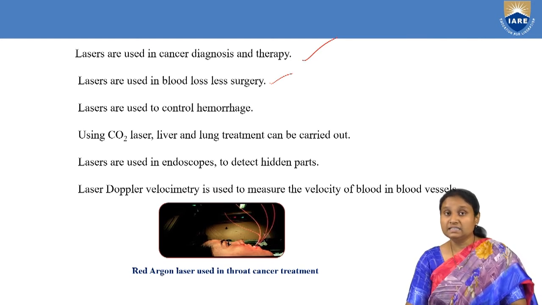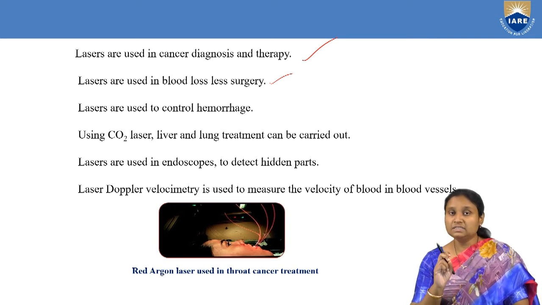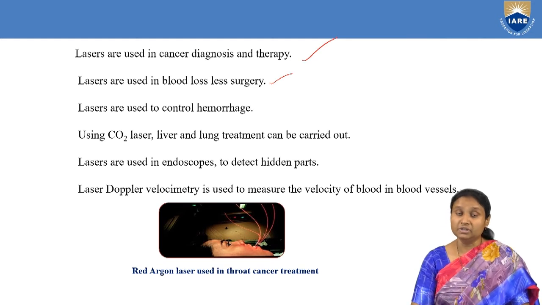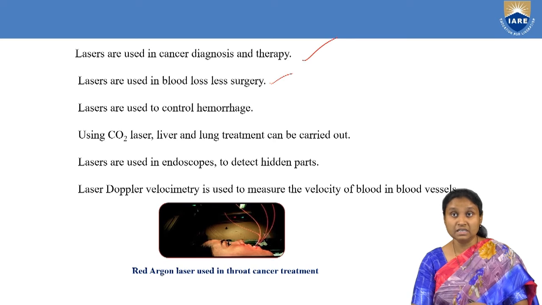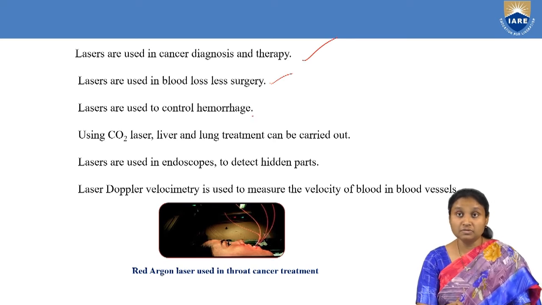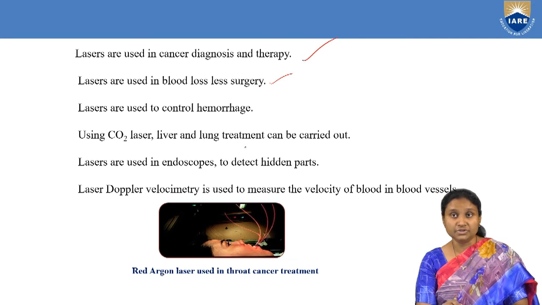But if you go for laser treatment, we don't have to go for such large cuts. Just a small hole will be made, and that hole is enough in order to send the optical fiber cable. So here loss of blood will be very, very less. That's why laser surgeries are called bloodless surgeries. And we can also control hemorrhage using laser. Usually carbon dioxide laser is used for liver and lung treatment.